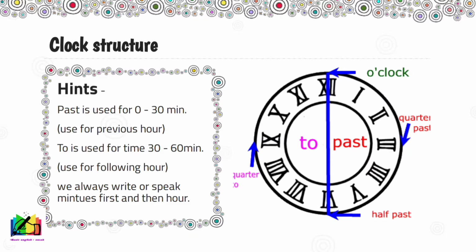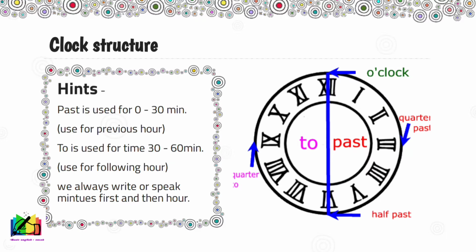And we have to remember one thing: we always write or speak the minutes first and then we speak the hour. For example, if it is 12:05, how will we speak it? We will speak 5, which is the minute, and past, as it comes under 0 to 30 minutes. So it's 5 past 12, and we use the previous hour, which is 12. 12:05 means 5 past 12.